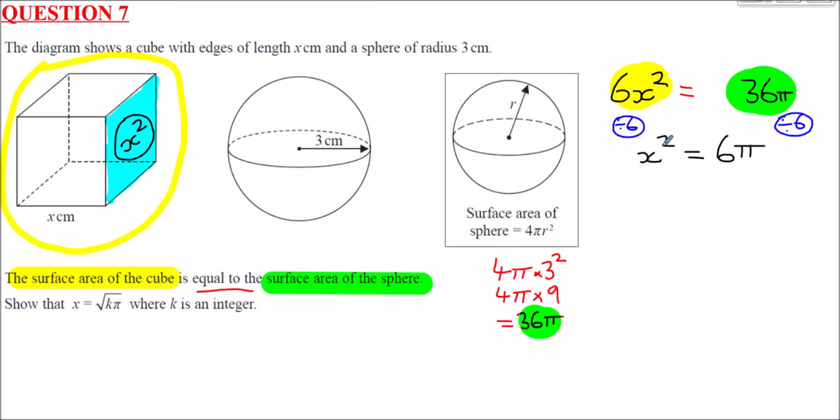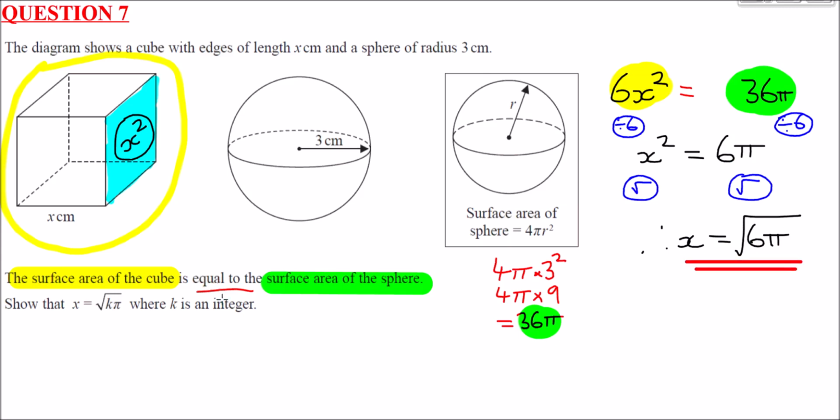Therefore, to go from x squared down to just x, I'd have to square root. If I square root one side, of course, I do the same operation on the other. So therefore, x is going to be 6 pi all square rooted. So as you can see, our result, square root of 6 pi, is exactly the same as what we wanted to show all along, which was to show it was equal to root k pi. In our particular case, the k happens to be 6. That doesn't need to be stated as such.